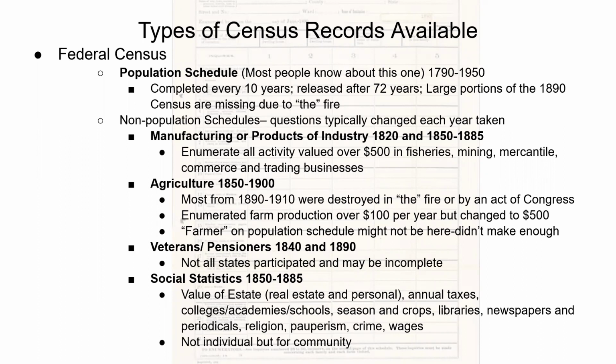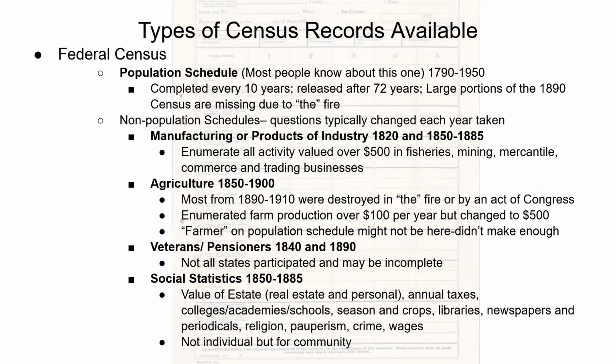The first one we're going to talk about is manufacturing or productive industries. This was for companies, manufacturers, things like that, and if they made more than $500 a year. Trade, mercantiles, fisheries, mining, all of that would have been in this. Agricultural censuses, a big chunk of them were destroyed in the fire, or after the fire, they found out a lot of the records were missing or destroyed. So they said, just go ahead and get rid of all of them. Again, check and look.